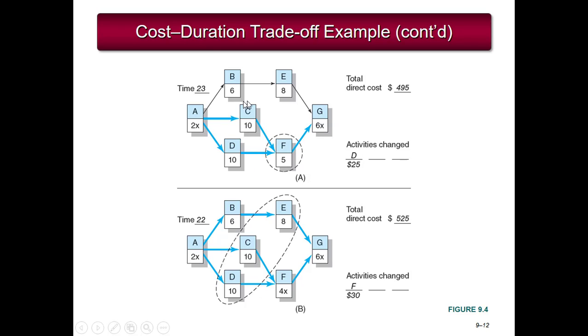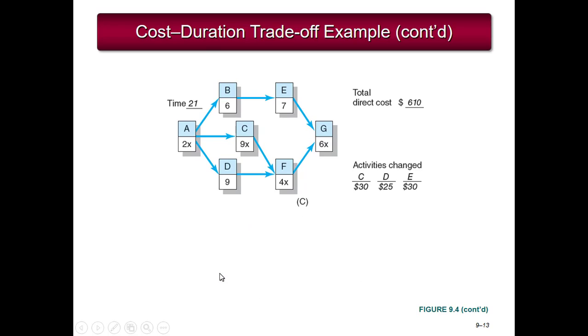These other diagrams show continued crashing. So we crashed A, and now we're moving forward to crash activity D, which was originally at 11 and now it's 10. And so these additional diagrams should show further crashing where you reduce the time and then the costs increase, and so on.